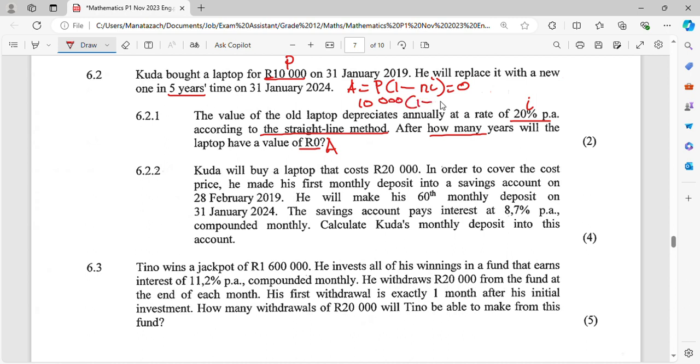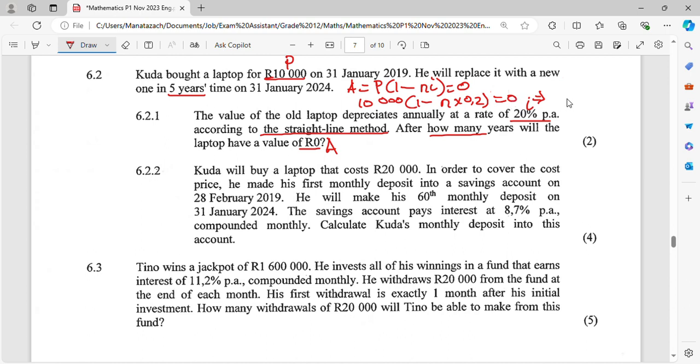1 minus the N, that's what we're interested in calculating. And then the I is 20%, so that's going to be 0.2. That's equal to 0. So now, let's just write on this side for the sake of the space. Now you will have, basically we can get rid of this 10,000, since on the right hand side you've got 0.